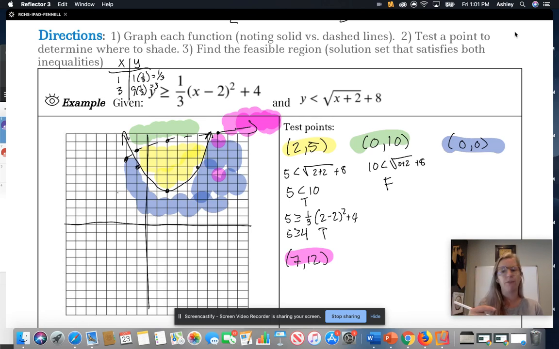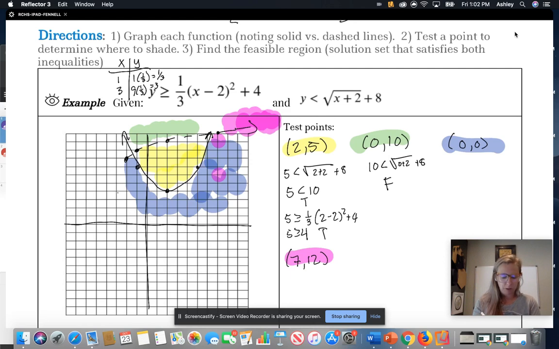Had we tested that point first, you wouldn't have needed to check it in the quadratic because it doesn't matter if it's true or false there. And in fact, it'll be true there because we know that inside the quadratic is where we're shading. So it will be true for the quadratic, but because it's false for our square root, it is not a part of the feasible region.